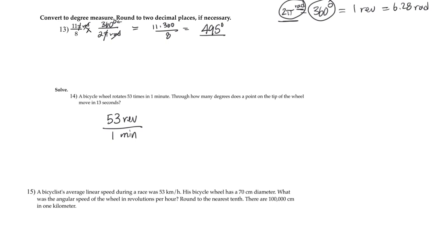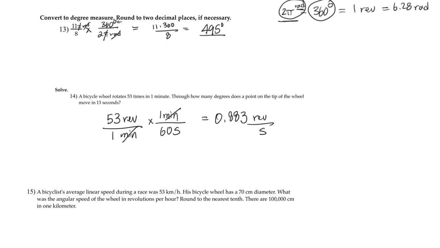So it does 53 revolutions in 1 minute. Maybe let's convert that to seconds. So there's 1 minute in 60 seconds. So if I do that, that'll tell me how many revolutions it does in 60 seconds. Let me divide 53 divided by 60. So 0.88, and then a bunch of 3s, revolutions per second.